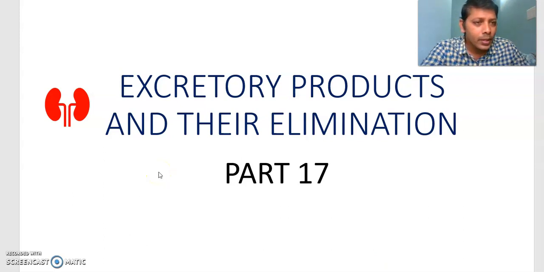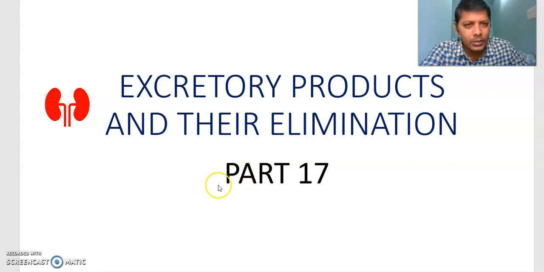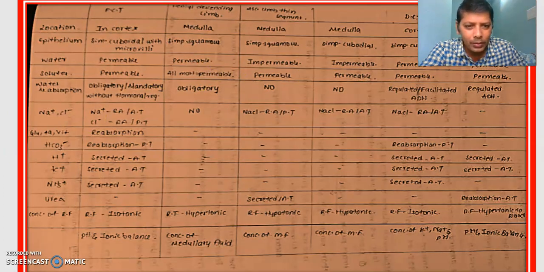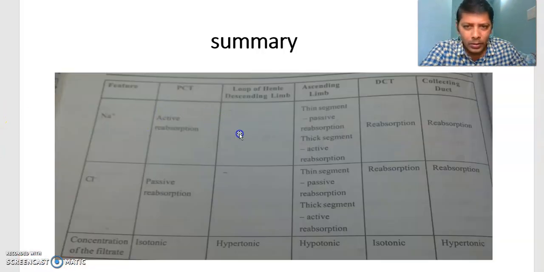Then we learned what is reabsorbed in the descending limb and in the ascending limb, what are reabsorbed and secreted in the DCT, and in the collecting duct. This is the summary of all those. This is a very, very important table. It is a summary of the entire process. You can also see this table, which summarizes those things.